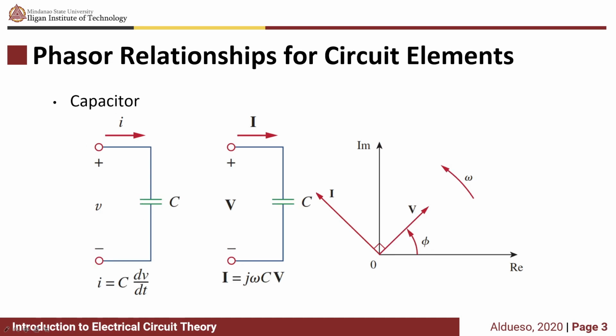Now for a capacitor, the current in the time domain is C dV/dt. Now in the frequency domain, the current is j omega C times the phasor V. If you take a look at the phasor diagram, the voltage and the current are 90 degrees out of phase. But in this case, the current is leading by 90 degrees from the voltage. So our reference is the voltage. When we say leading, the current is leading the voltage, or when we say lagging, the current is lagging from the voltage.